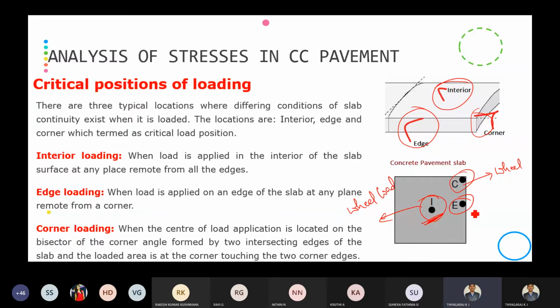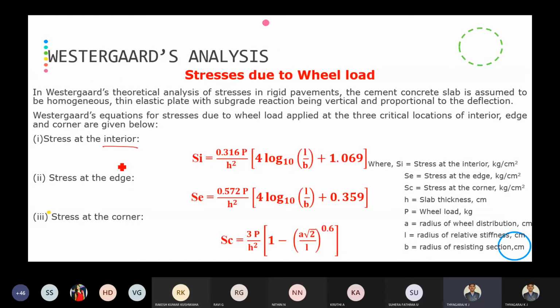He is going to explain. And at edge also, what will be the wheel load stresses? Yes, given. Okay, so these are the stress equations at interior, edge, and corner.